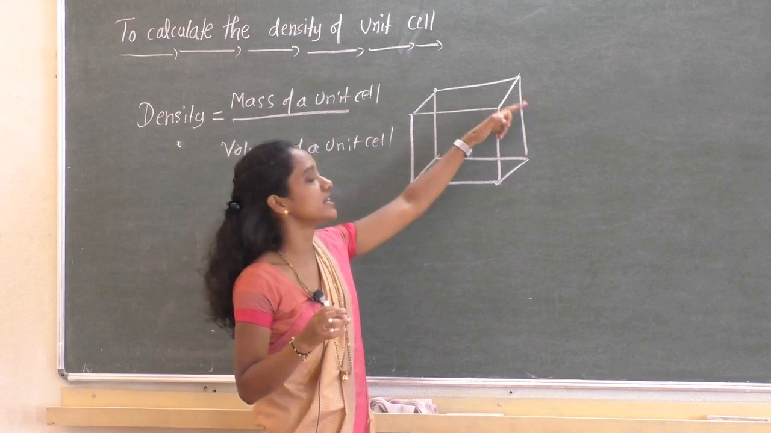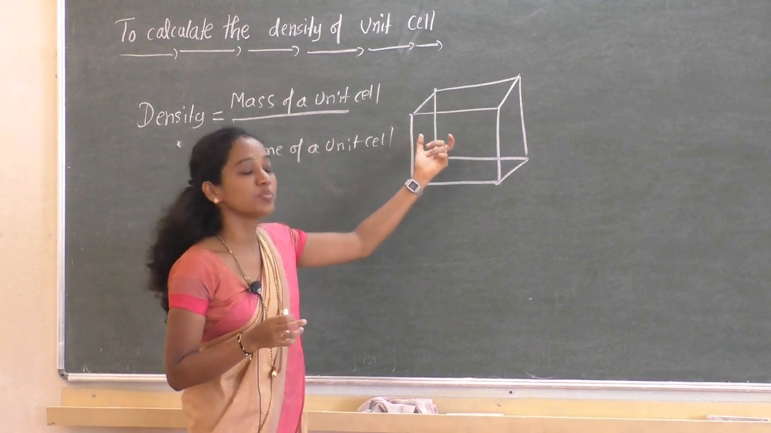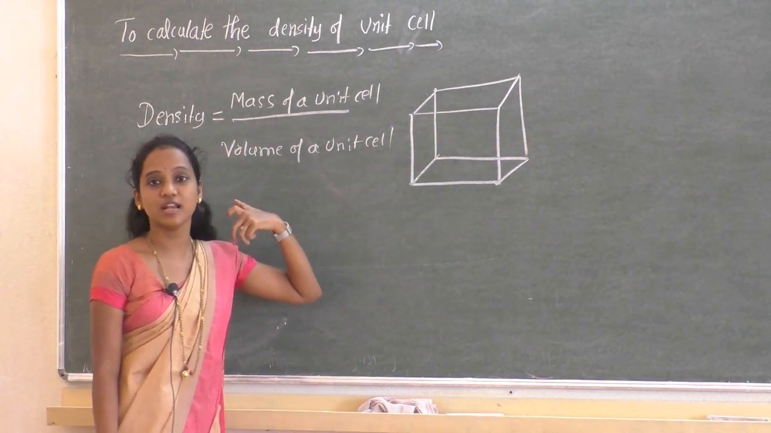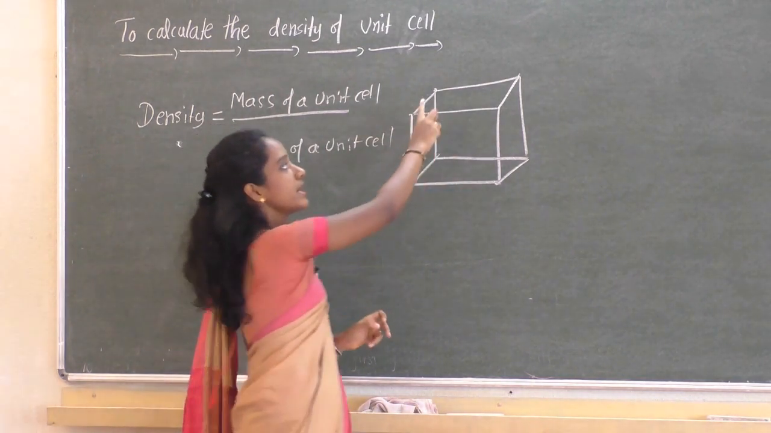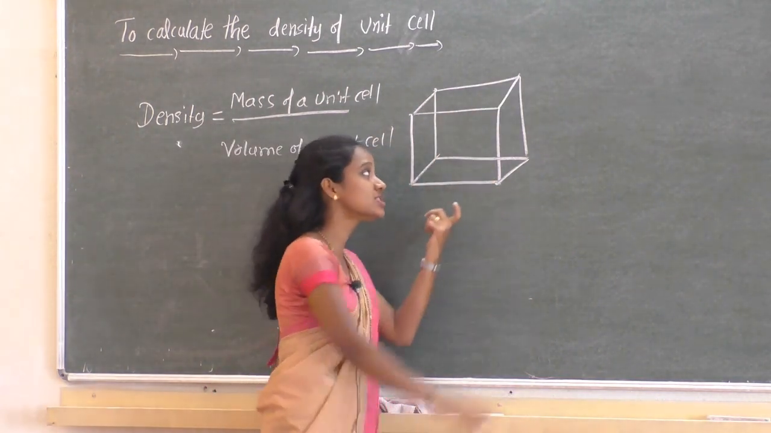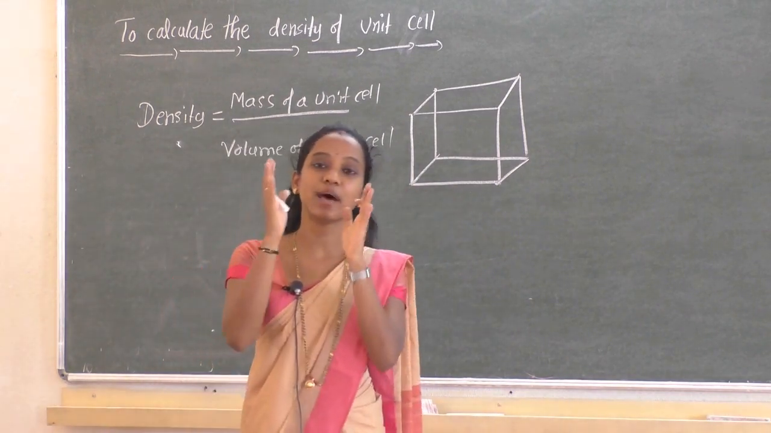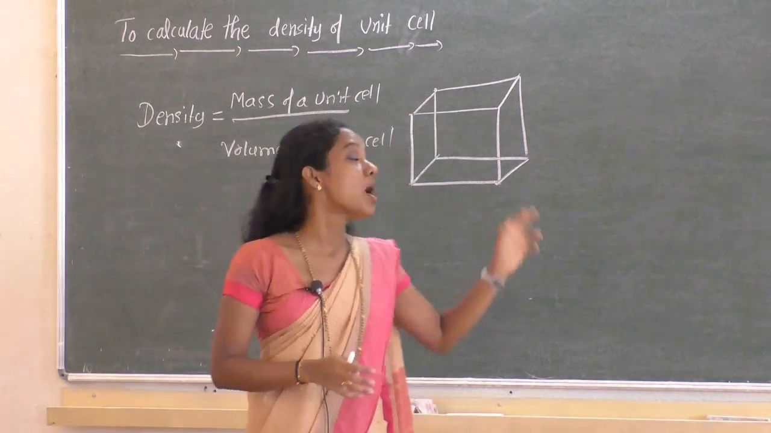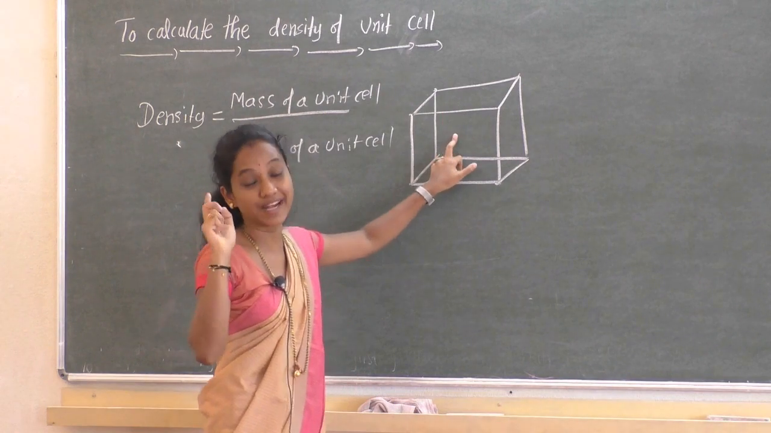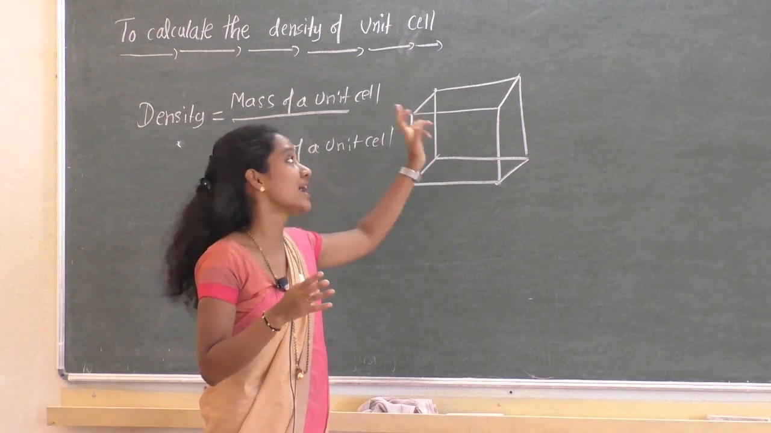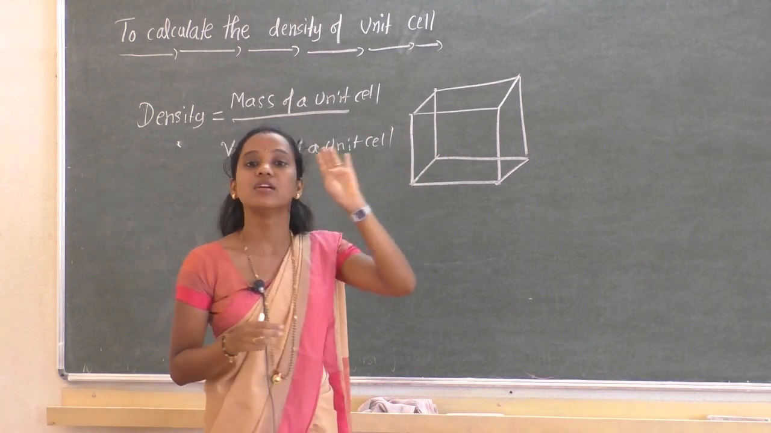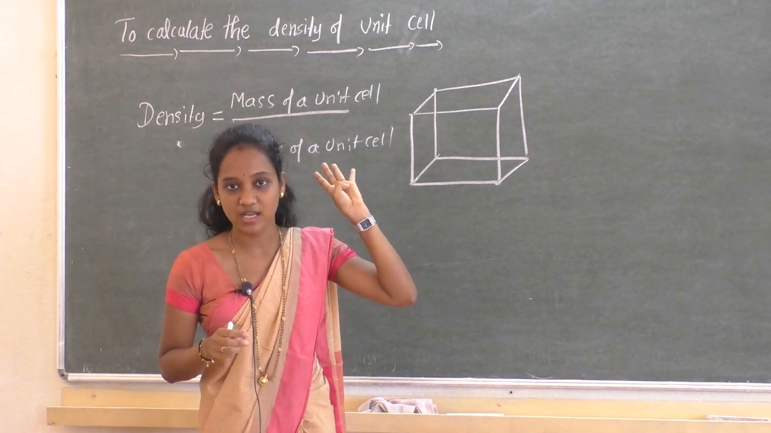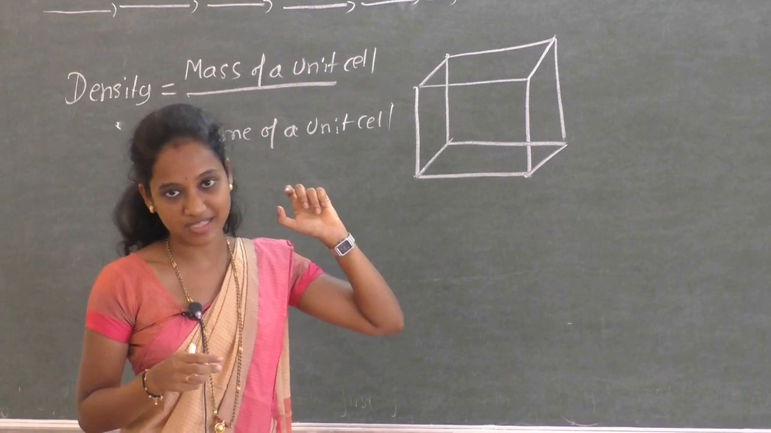So I'll consider here a simple unit cell. What do you mean by a simple or primitive unit cell? In this type of unit cell, we have the particles only at the corners, and also in a simple unit cell, the number of particles present per unit cell is only one. Whereas in case of BCC, there are 2 particles per unit cell, and in FCC there are 4 particles per unit cell. Right, we studied this in the previous classes.